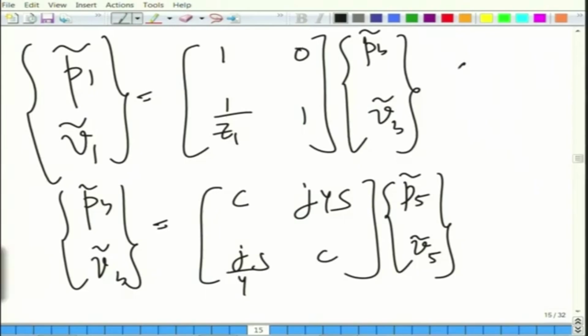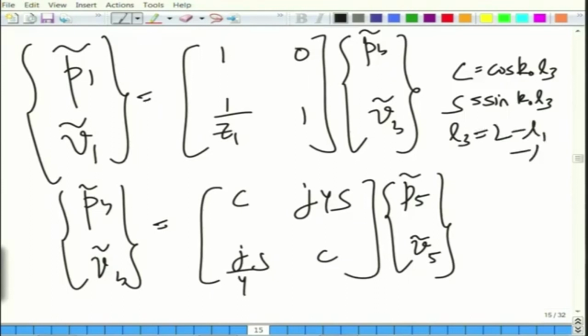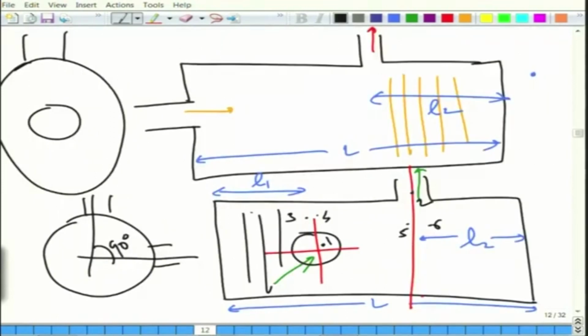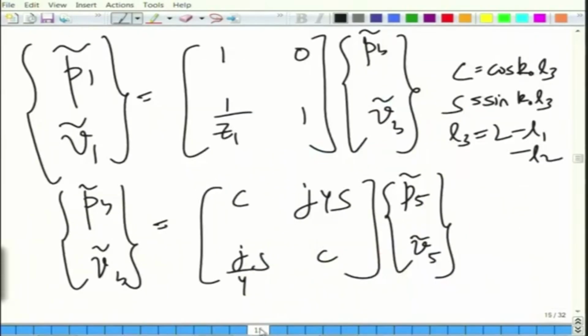Here, obviously C means cos of k0 L3, S is equal to sin of k0 L3, where L3 is L minus L1 minus L2. Remember, this was L1, this was L2, and so the intermediate length is L3, which is what I just wrote. Now, this transfer matrix is mathematically the same as that of the extended inlet and outlet. The only difference is the port is not extended into the chamber, it is basically flush mounted on the side surface.